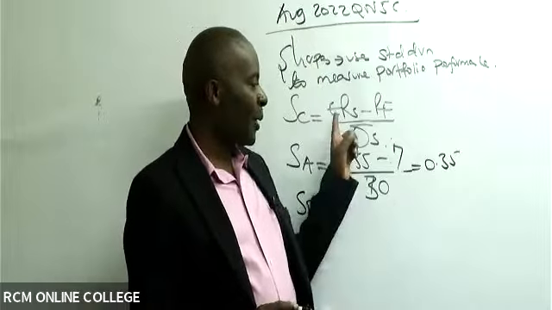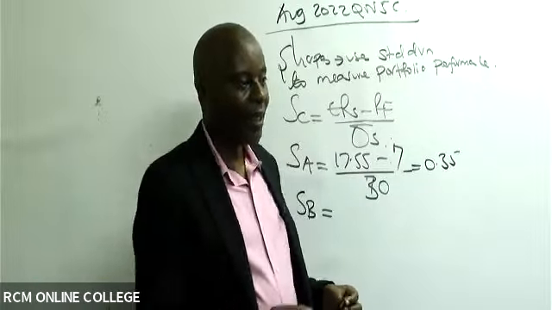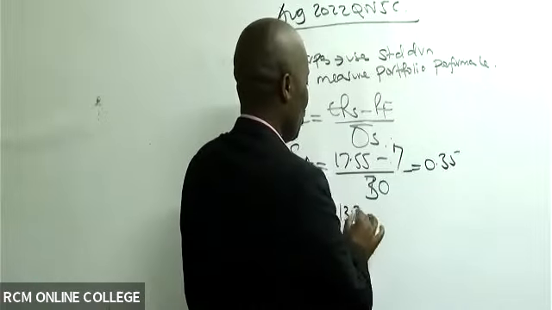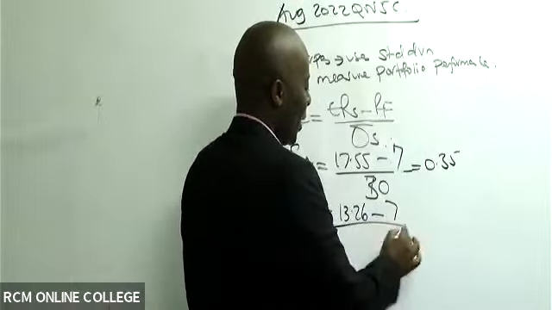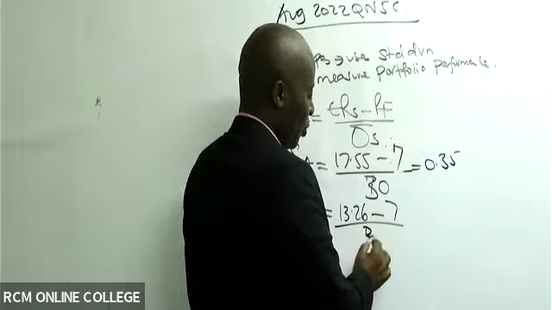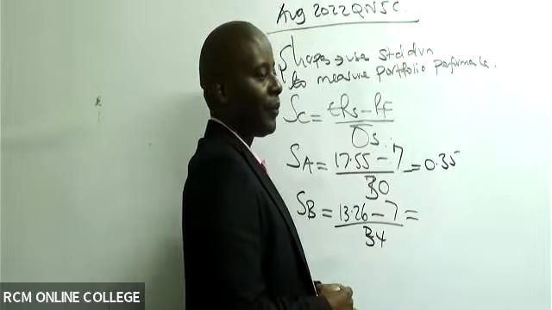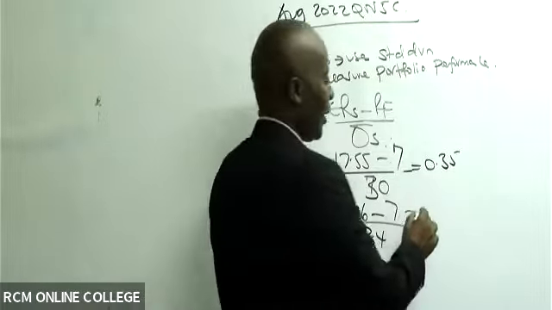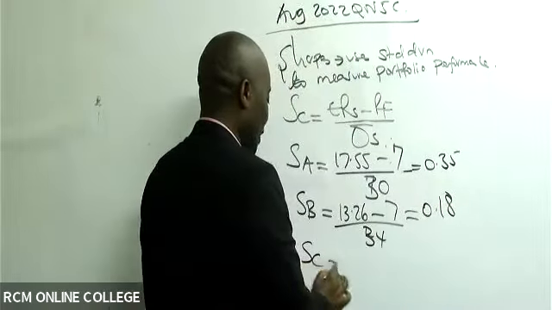Are you able to see the expected return of B? 13.26 minus risk-free, which is 7, over what? Over 34. Thank you so much. 0.18.